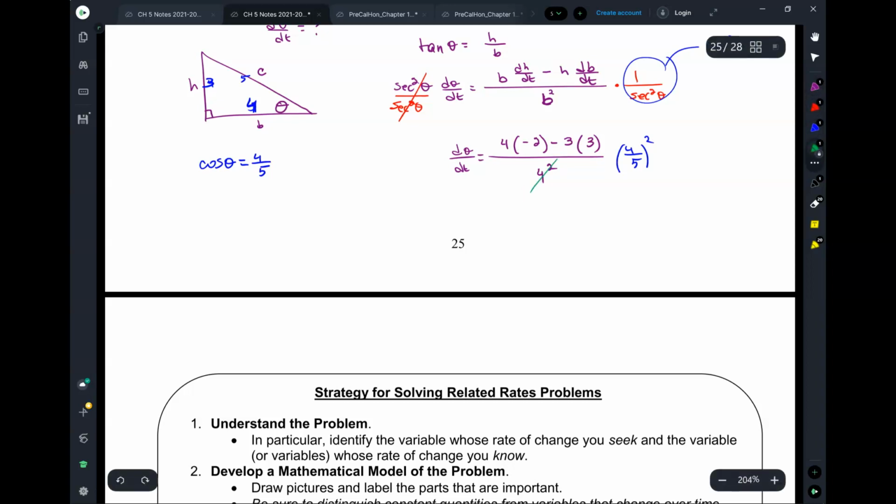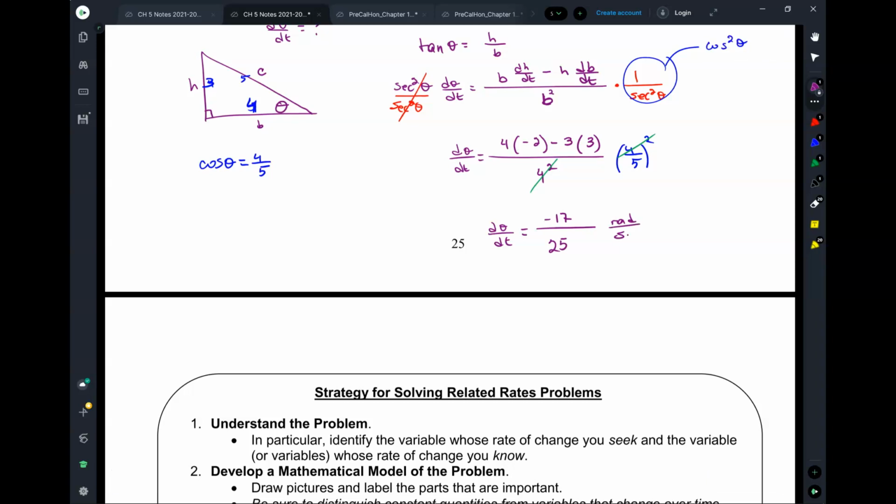And so look, this 4 squared also cancels with that 4 squared. So what I have left is d theta/dt. In the numerator, -8 minus 9 is -17, over 5 squared, which is 25. Units: angle divided by time, so radians per second.